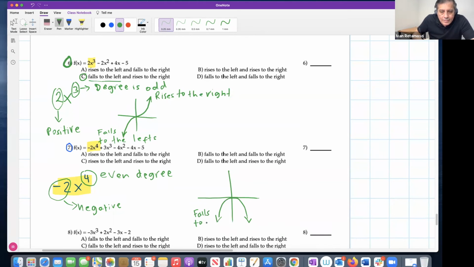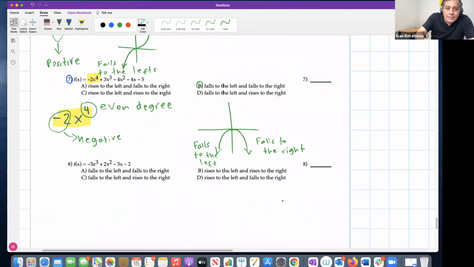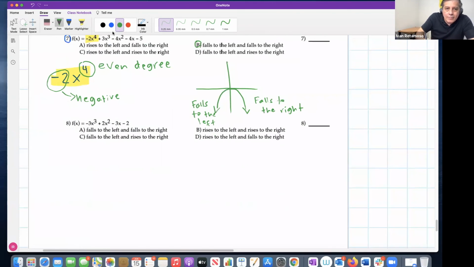So this falls to the left and also falls to the right, eventually. Yeah, great. So this is that. And if you look at the choices, you will find out that this is it: falls to the left, look, and falls to the right. The others say something close to it, but not exactly this. Try number 8 now, and we will move on, okay?